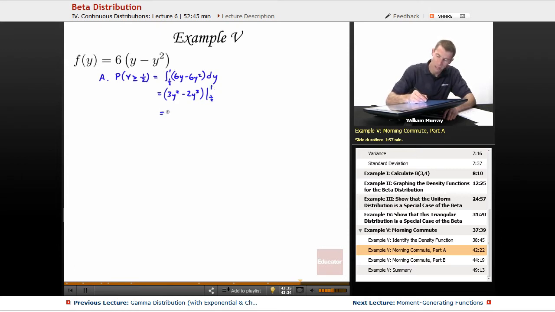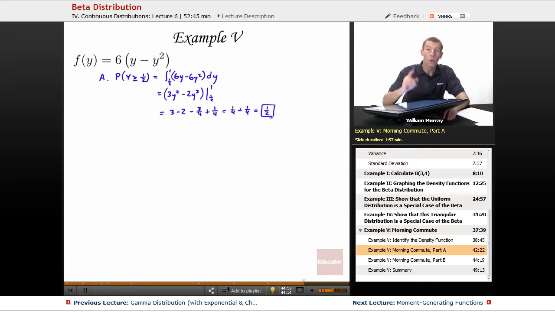So that's 3 minus 2 minus 3 times 1/2 squared, which is 3/4. And now plus 2 times 1/2 cubed. 1/2 cubed is 1/8. 2 times 1/8 is 1/4. So we get 1/4 there. And so 3 minus 2 is 1, minus 3/4 is 1/4. So this is 1/4 plus 1/4. And so that's 1/2. That's the probability that you're going to spend more than 30 minutes in traffic tomorrow morning.